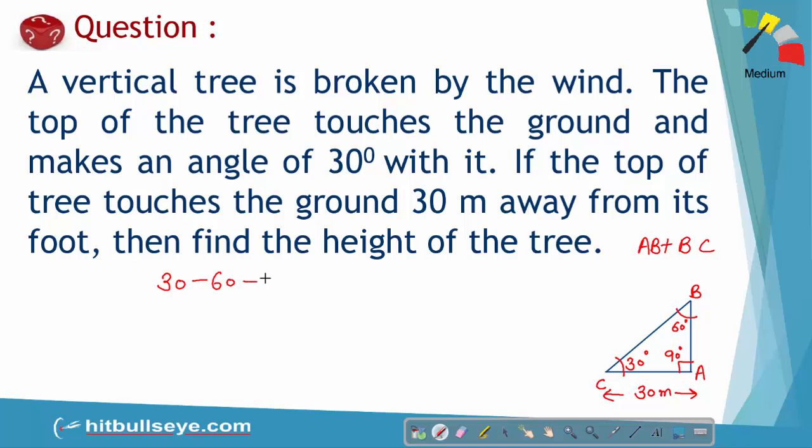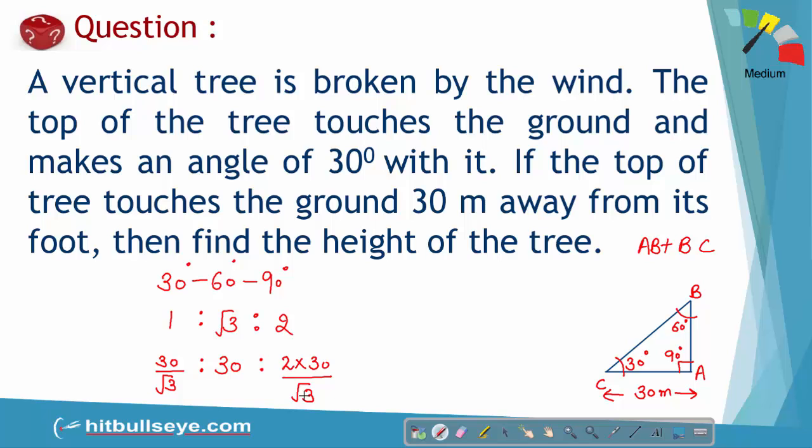Again we know that in this kind of triangle, 30 degree, 60 degree, 90 degree, the ratio of side lengths should be 1:√3:2. As you can see in triangle ABC, AC, which is opposite to the 60 degree angle, has length 30 meters. So corresponding to √3, the length given is 30 meter. We want to calculate AB plus BC. So it will become 30 by √3, and 2 into 30 by √3. So we can get the values of AB and BC.